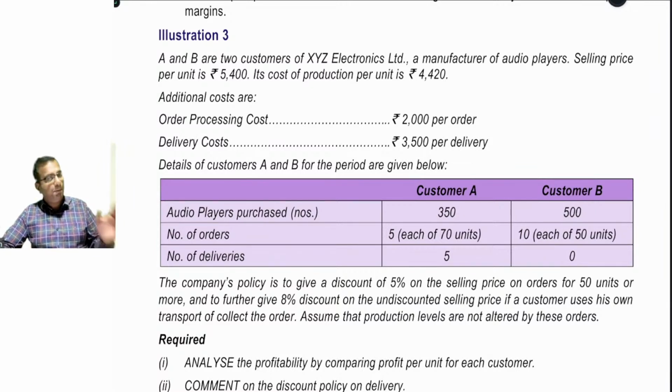Yes, it is for both the customers, because both are purchasing the same product, that is the audio player. So definitely the production cost will remain the same, no doubt about that. Right? Ahead.